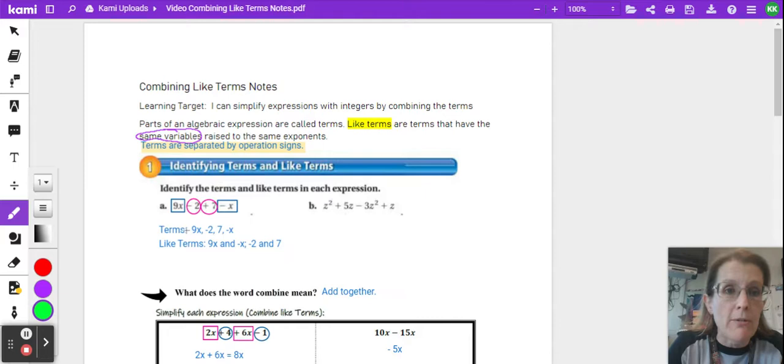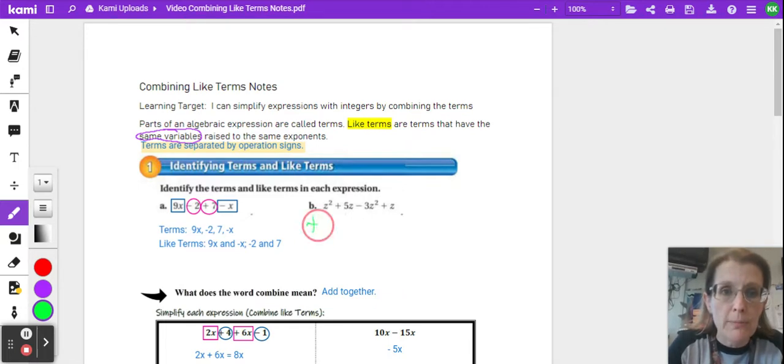So in part B, oh, I'm sorry, I forgot. The terms would be 9x, negative 2. Notice the negative belongs to the 2, 7, and negative x. And the ones that are alike are 9x and negative x, and then negative 2 and 7 are alike because they do not have a variable. So now we're looking at part B.